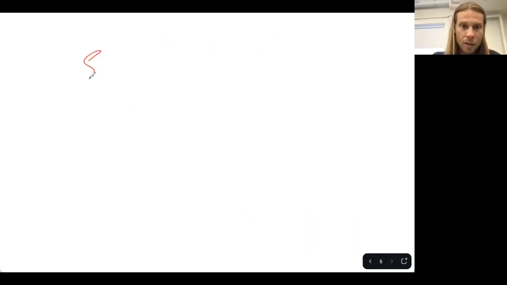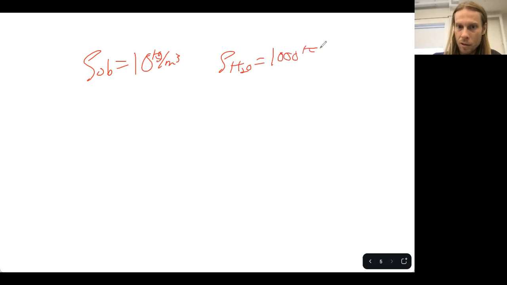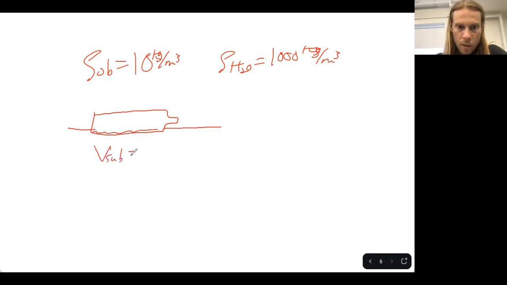So if I have something that has a density of 10 kilograms per cubic meter, compared to a density of water, which is 1,000 kilograms per cubic meter. This is a little bit bigger than air. Maybe this is like a bottle. Say I have a bottle that has this density. Then what's going to happen is the submerged volume will be barely under the surface, and it'll be 1% of total volume.